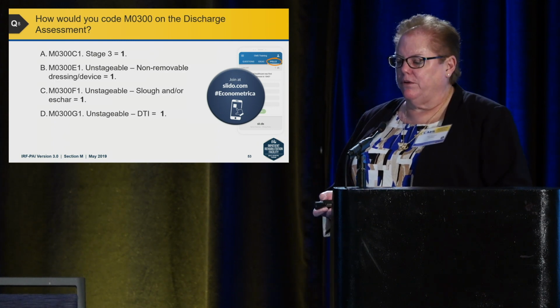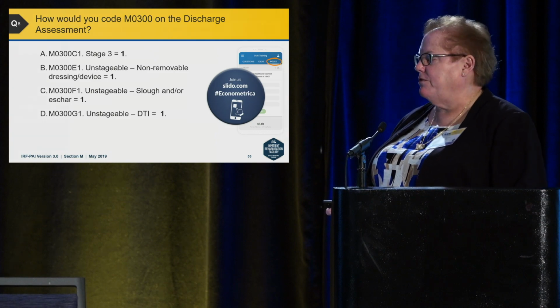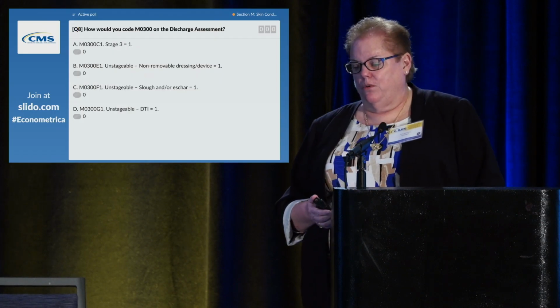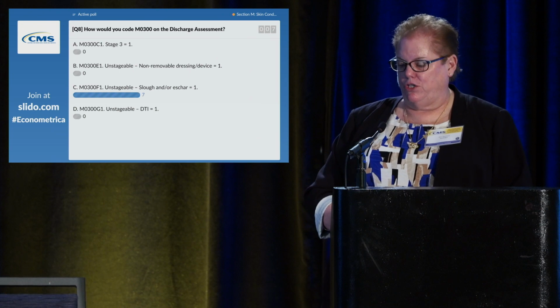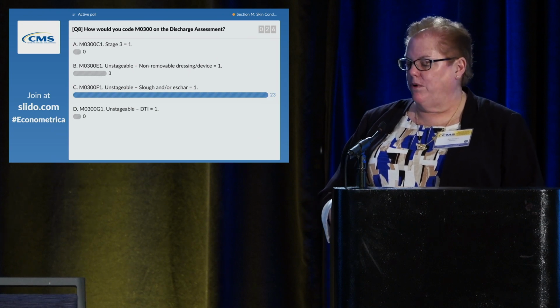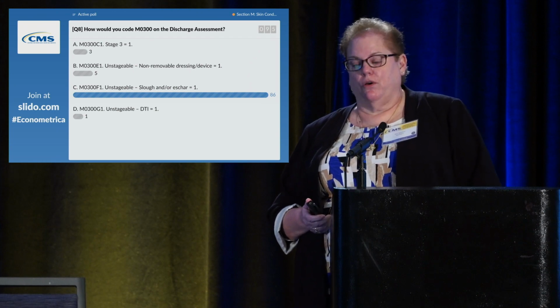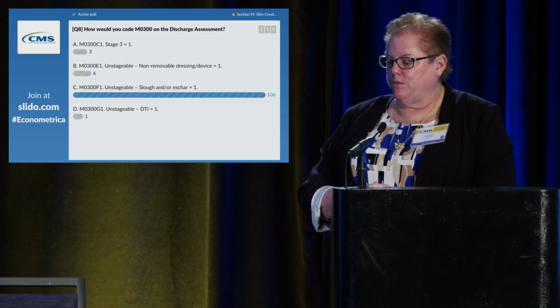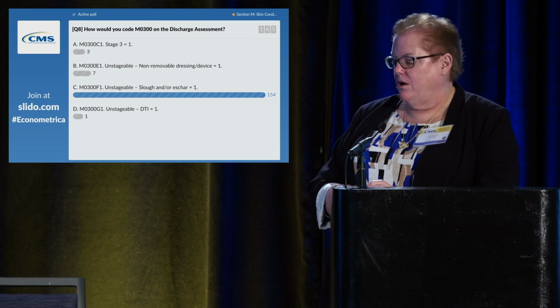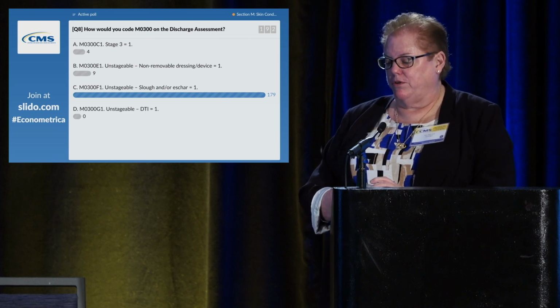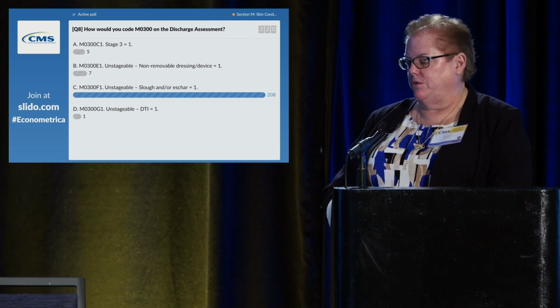How would you code M0300 on the discharge assessment for this particular patient? Would you code 300C1 as a stage 3? 300E1 as unstageable due to the non-removable dressing or device? Would you code it as 300F1 unstageable due to Slough or Eschar? Or would it just be M0300G1 unstageable due to deep tissue injury?